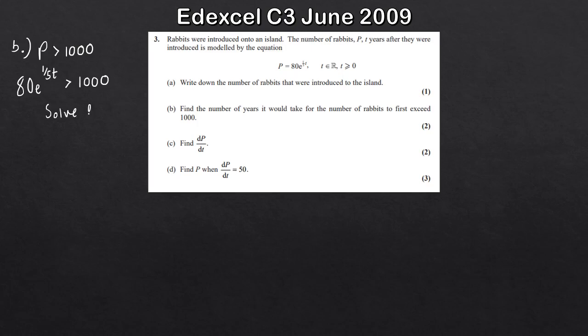So the first thing I can do is divide by the 80 here on this side of the inequality, and we'll also do that on this side. So I get e to the 1/5 t is larger than 1,000 over 80. If you do that on your calculator, that's 12.5. Okay, we're nearly there now.